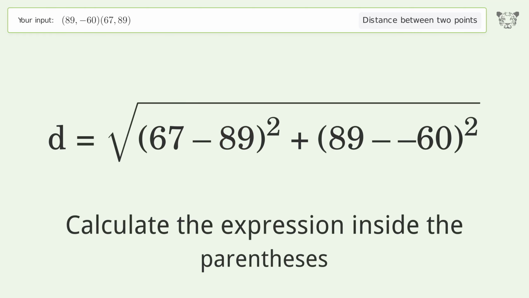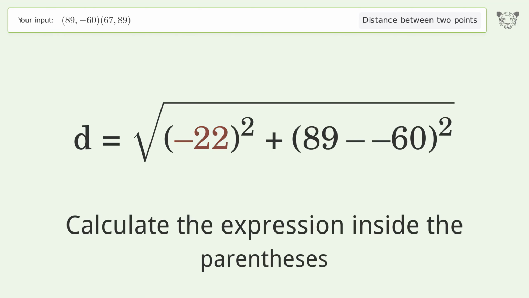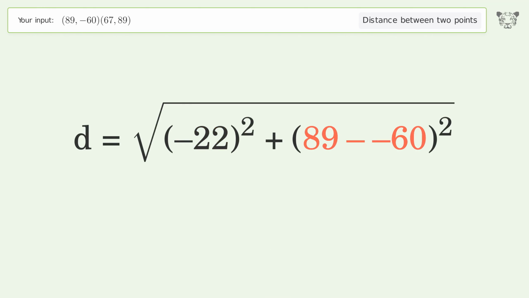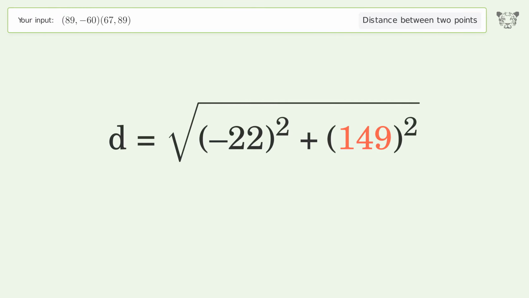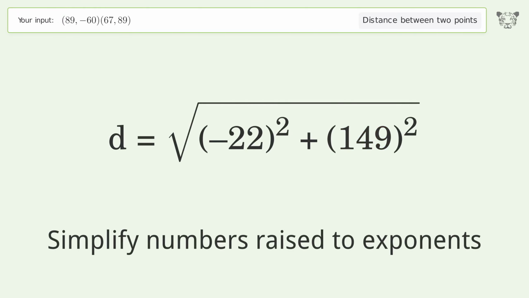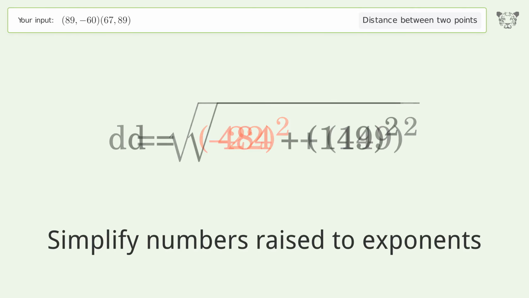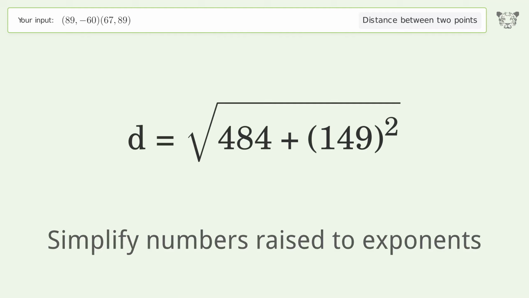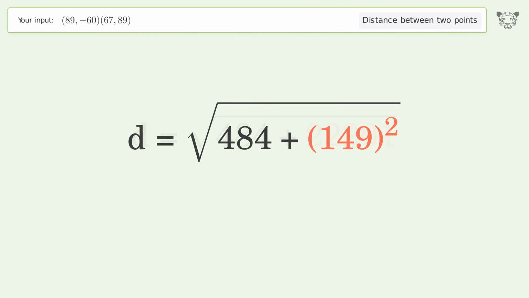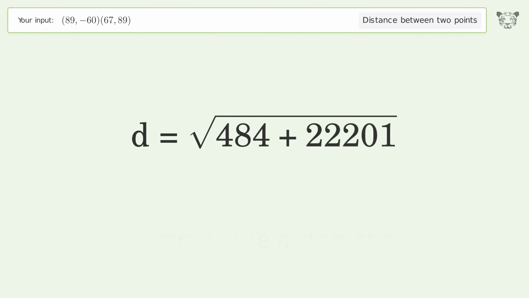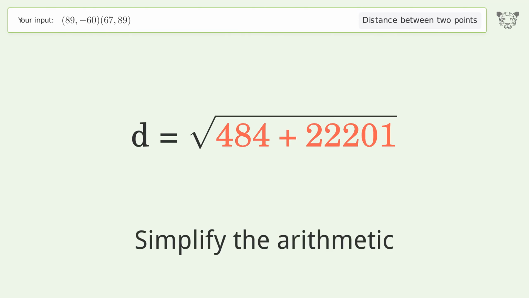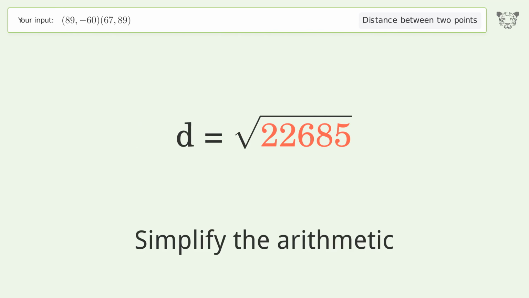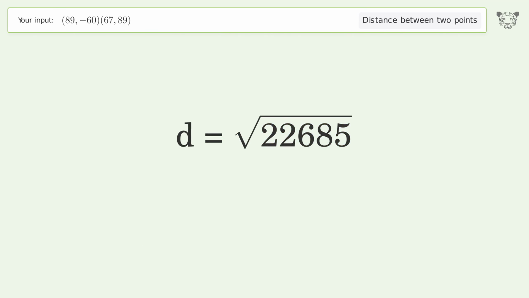Calculate the expression inside the parentheses. Simplify numbers raised to exponents. Simplify the arithmetic. And so the distance between the 2 points is the square root of 22,685, or 150.615.